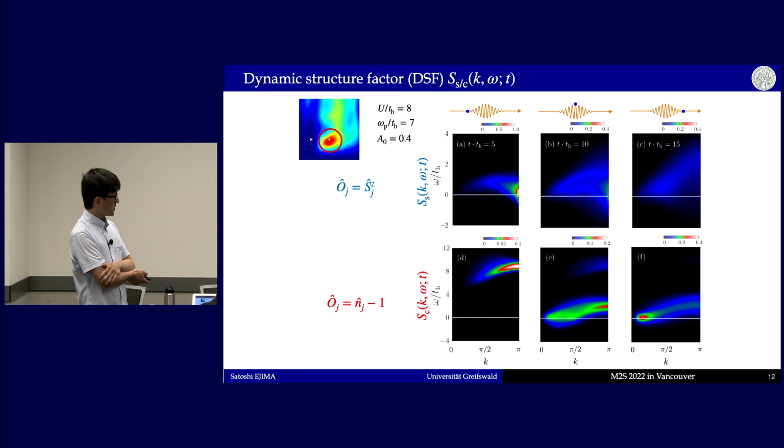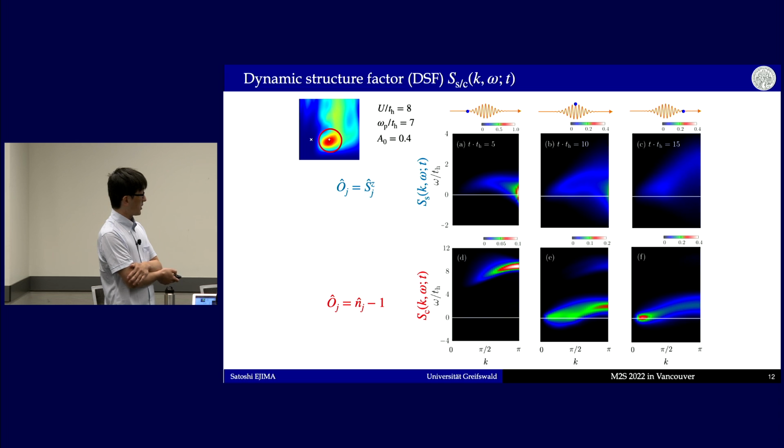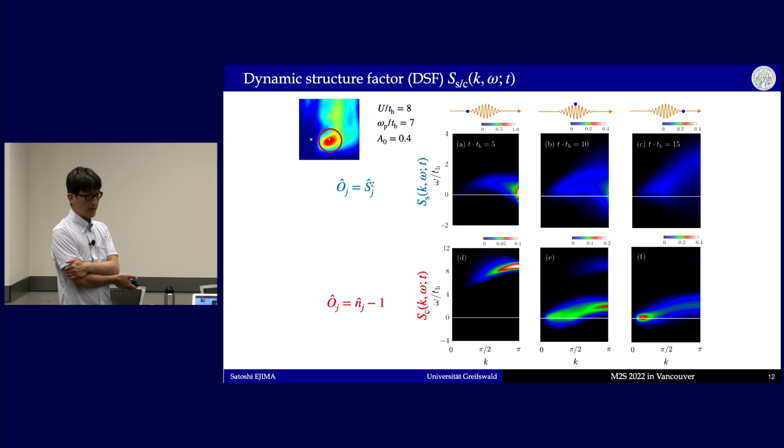the gap closing, and after pulse irradiation, we have extra bands again, and the spectral weight concentrates around Q is 0.55 and omega is 0. And this might be an indication of superfluidity of the eta pairing states.